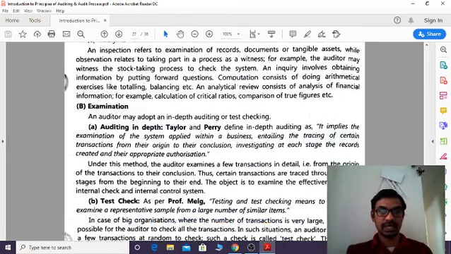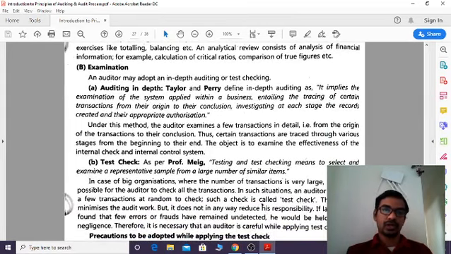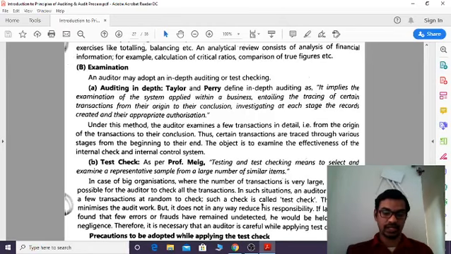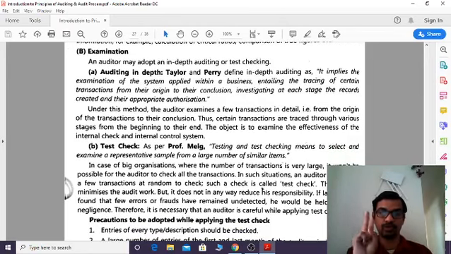Number two, examination. Now, after getting all sufficient evidences, the auditor has to examine the various financial records of the business organization. For that, the auditor has to adopt two processes according to the scope of audit. First of all, audit in-depth, under which the auditor has to check each and every transaction in detail. That is called the audit in-depth.